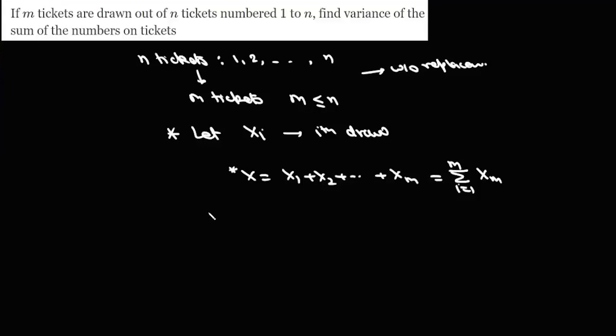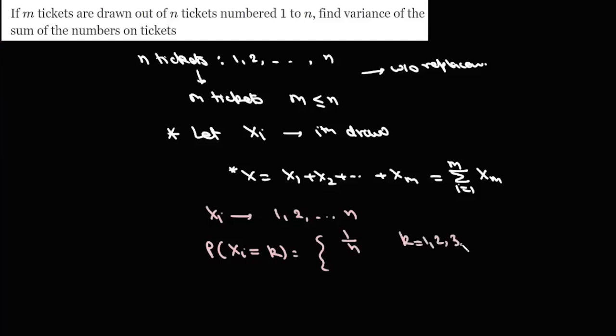Now if we talk about this ith draw, what could be the number on this draw? It could be any number from 1 to n. So if we write its uniform probability distribution, we can write the probability that this xi is equal to k will be equal to 1 by n if k is from 1 to n, and it is 0 otherwise. So the probability that on the ith draw the number is k is 1 by n.